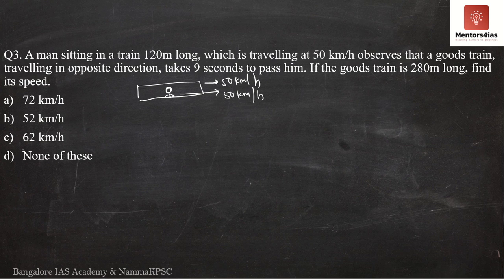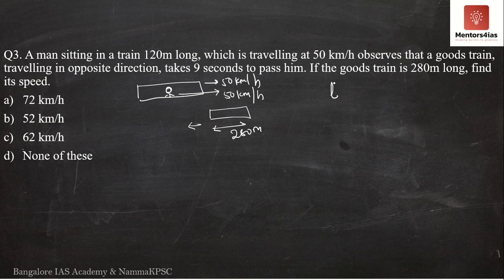Now, the person sitting inside the train actually observed that there's a goods train which is now traveling in the opposite direction, and the train takes 9 seconds to pass him entirely. So, if the goods train is 280 meters long, find its speed. We have to find the speed of the goods train over here.